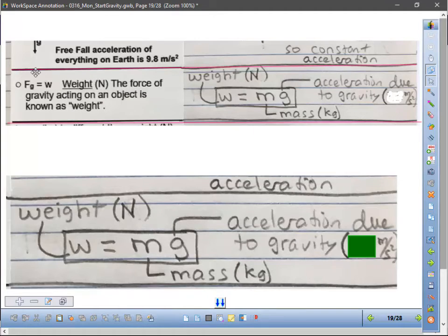What I want you to do is you should have two lines across like this and then copy in our equation, W equals mg, with a box around it, and then label. W is weight in newtons, m is mass in kilograms, and little g is acceleration due to gravity. So go ahead and copy this down right here.